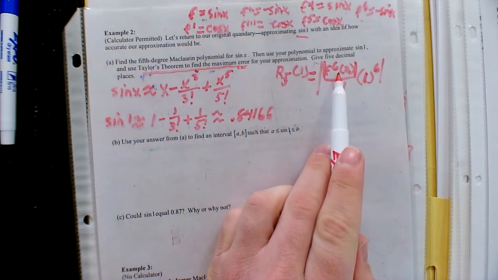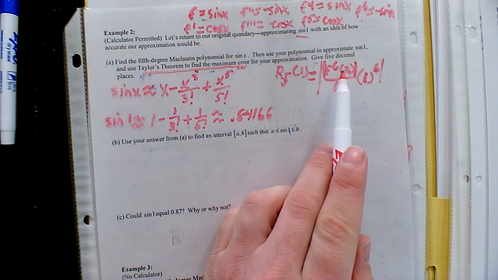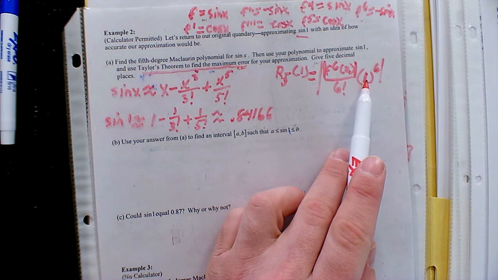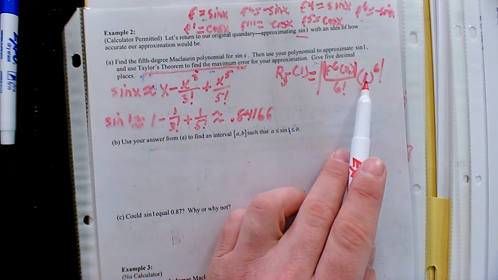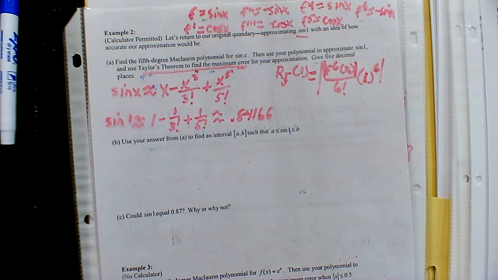So lastly, f of 6 is what? Negative sine x. So we know that's the derivative we're dealing with. We know within this interval that we're talking about from our center 0 to 1, because the x value we're trying to approximate is 1, the center is 0. So from 0 to 1 we're trying to maximize that 6th derivative.